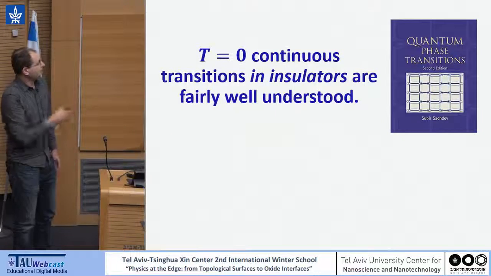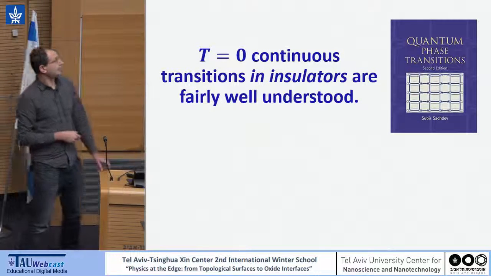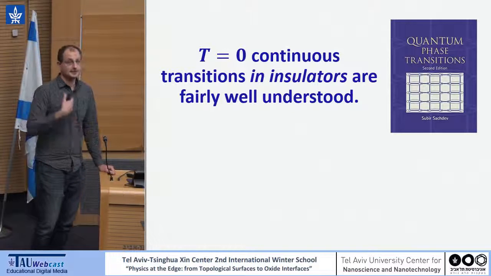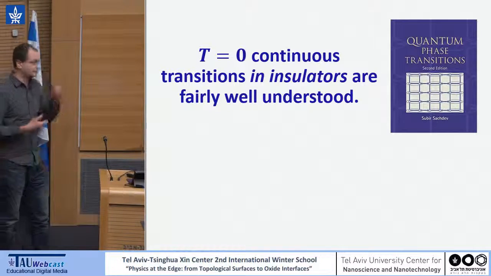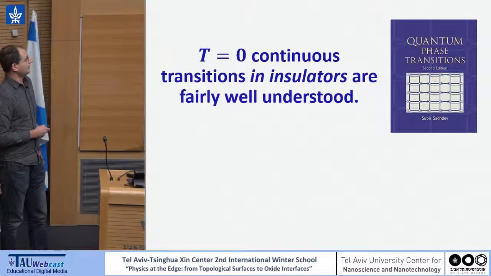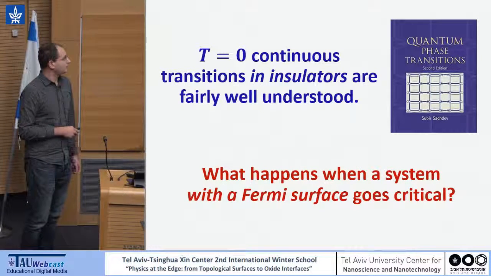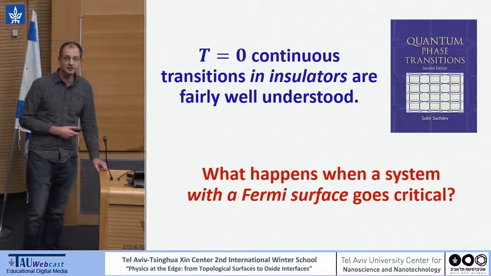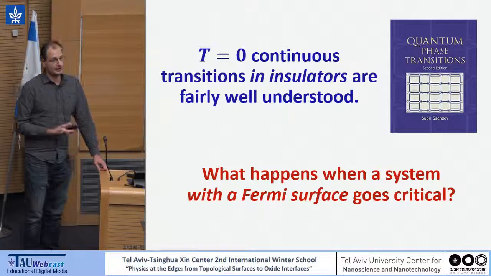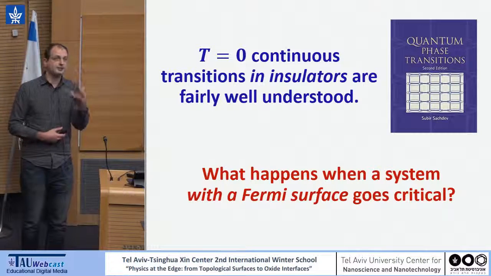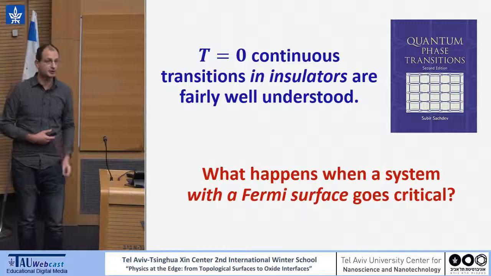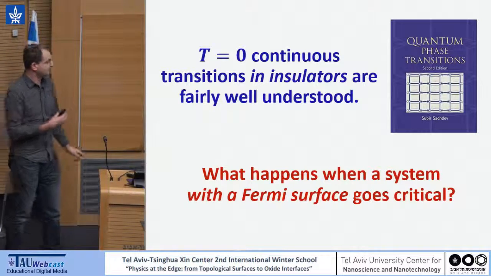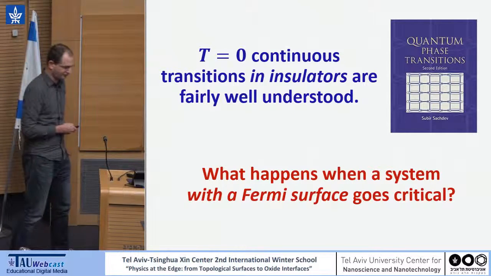So you're all probably familiar with this book about quantum critical phenomena. So quantum criticality in an insulator is actually a pretty well understood phenomenon. However, what happens when a system with a Fermi surface goes critical? Now the situation is much more complicated, because unlike in an insulator, where we have critical modes typically just at one wave vector that go critical, now we have the entire Fermi surface that might participate. And that's what makes this problem difficult, but it also makes it much more fascinating.